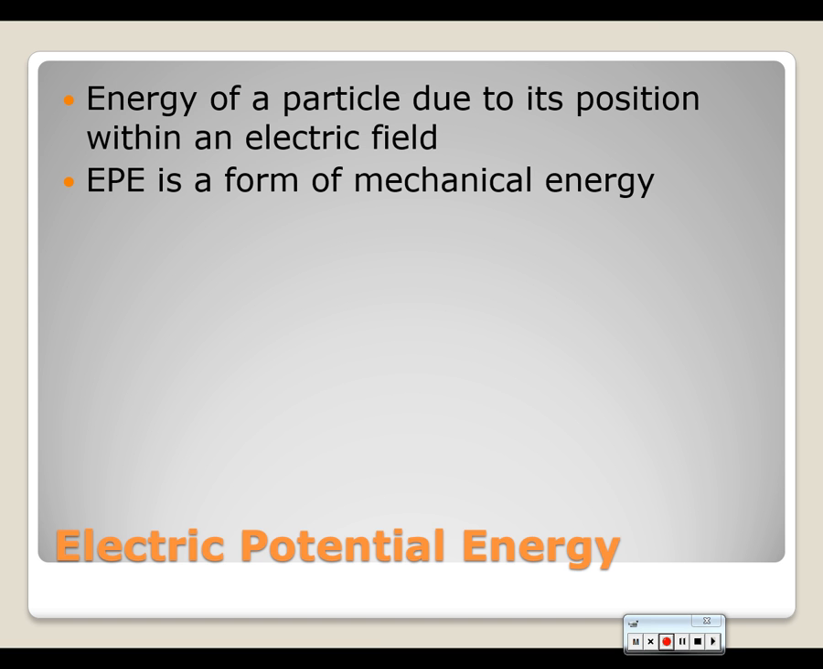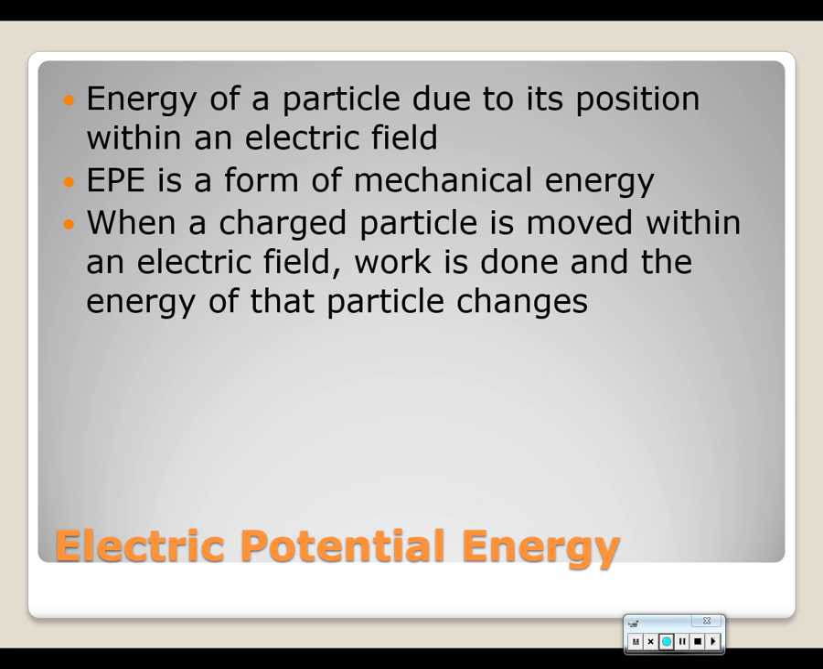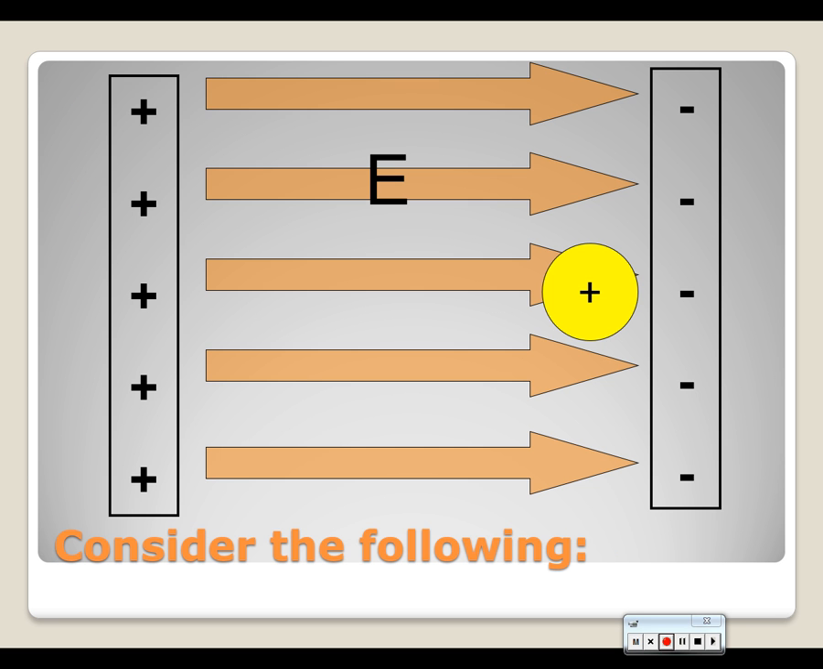Electric potential energy, EPE, I'll abbreviate it that way from now on so we don't have to write it, is a form of mechanical energy, just like gravitational or elastic potential energy. When a charged particle is moved within an electric field, work is done, and the energy of that particle changes, just like when we move it up and down in a gravitational field. Okay? Good so far?